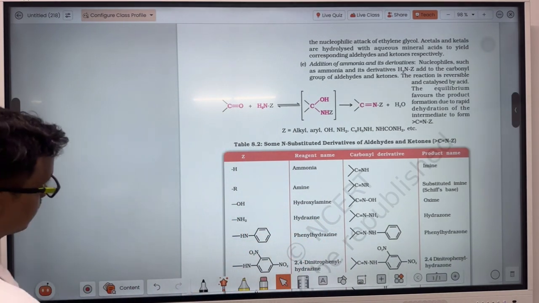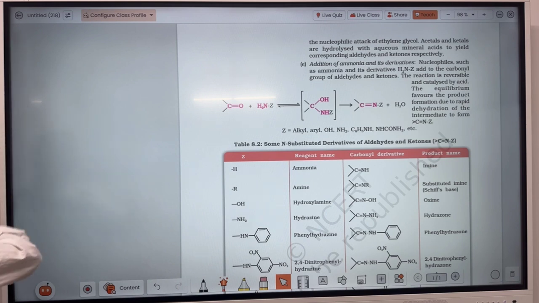Now another one is the reaction with hydroxylamine.